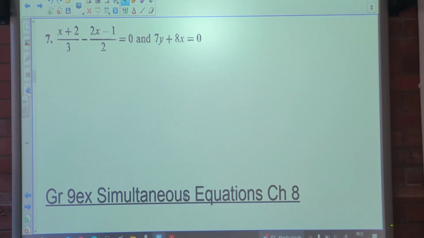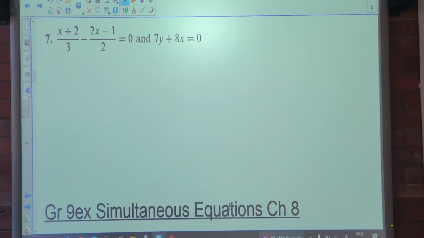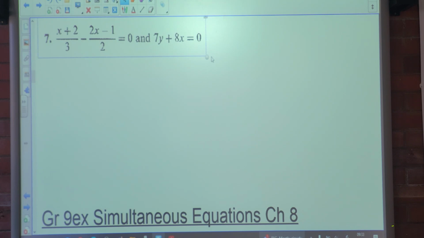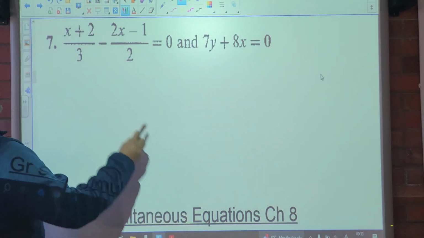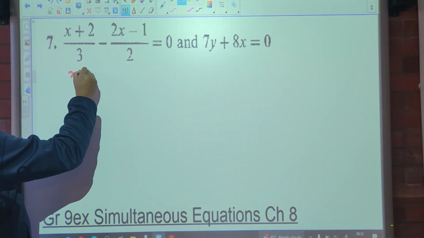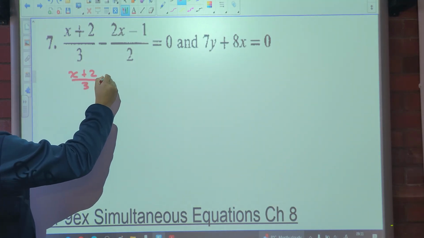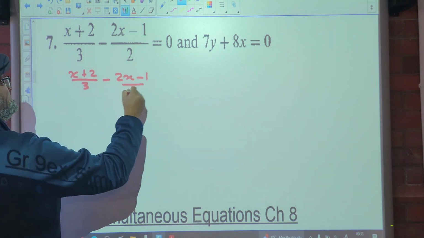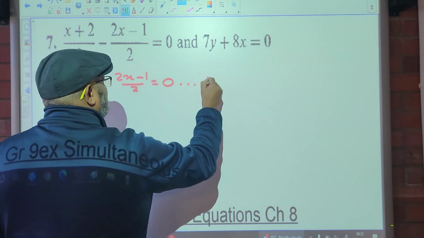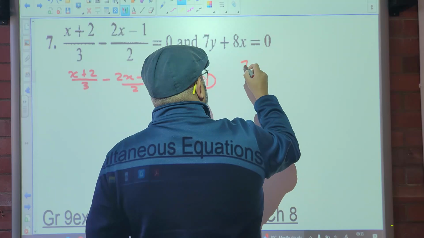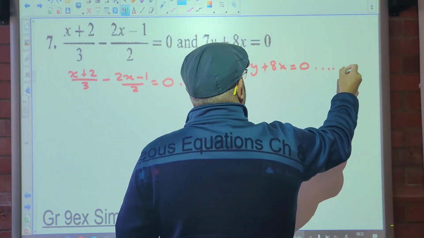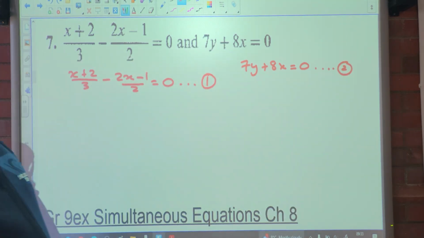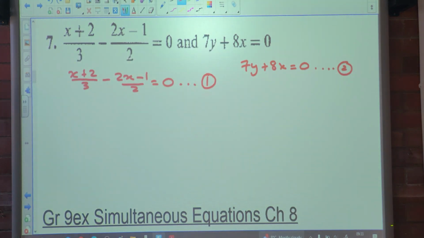Look at the equations in number 7. Here we have (x + 2)/3 − (2x − 1)/2 = 0. This is equation 1. And then we have 7y + 8x = 0 as equation 2. Which equation has one unknown? Equation 1. So we'll solve that one first.